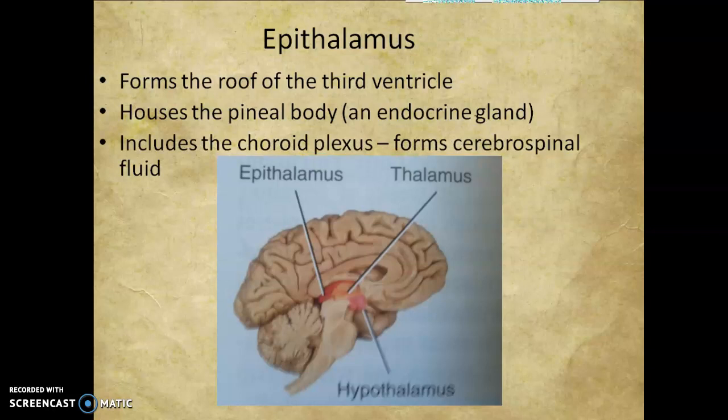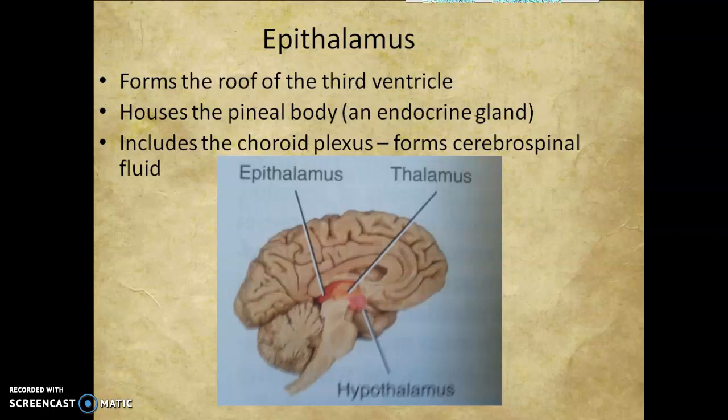Also in your epithalamus, it will include the choroid plexus, which is a structure that helps to form the cerebral spinal fluid, which makes sense since it sits on top of the ventricle. Since it is making this fluid, that fluid is going to go down into the third ventricle and disperse into the other ventricles.